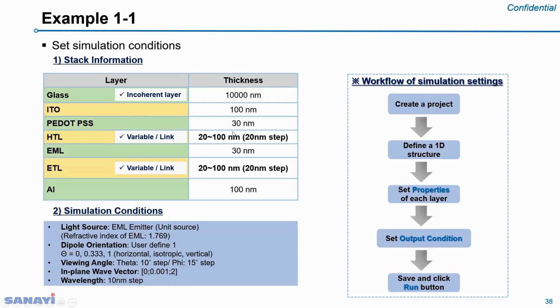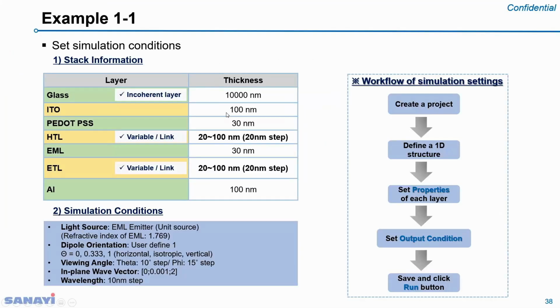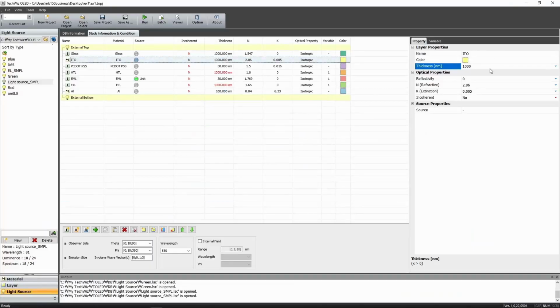The thickness is 30 nanometers, so I will change it as 30. For other options, I will use the default setting. And the next layer is ITO. Also, I will change the thickness. It is 100 nanometers. So I will change it as 100.